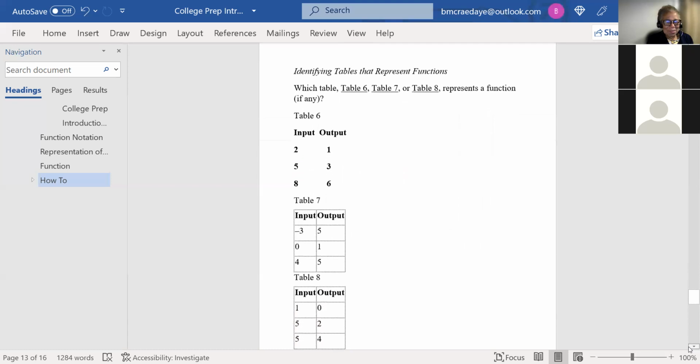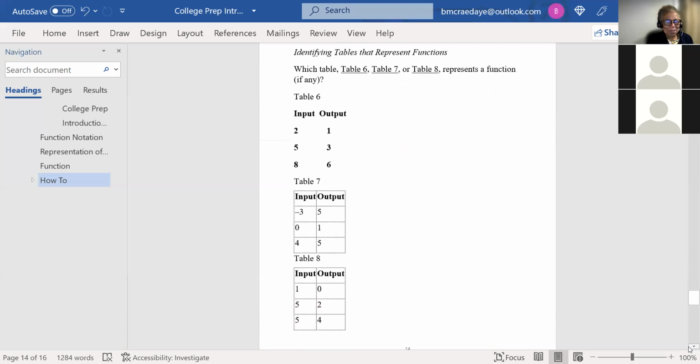All right, let's look at some tables. Now look at these three tables. Tell me which tables represent a function, Chastity. You have three tables, table 6, table 7, table 8. Remember I told you that you have one input per output. So tell me which is a function. Table 6, is that a function? Yes, that's a function. You're right, because the input matches to one output.